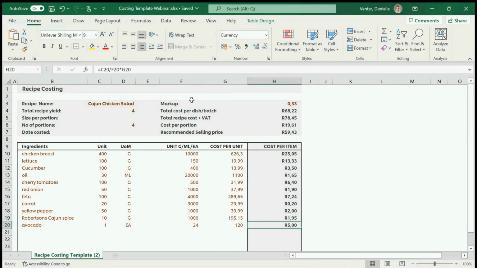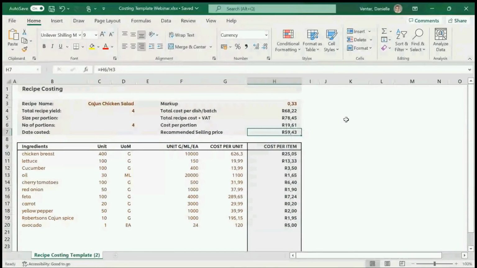So this gives you a total recipe cost of 68 Rand and 22 cents. Plus that, 78 Rand 45. So this number is then divided by 4 to get 19 Rand 61.